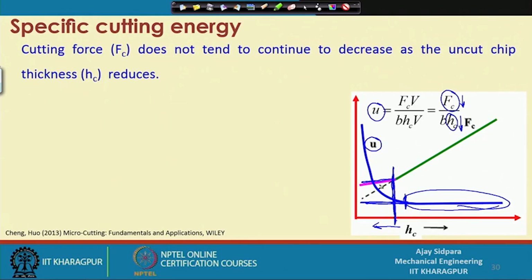So, now what is happening? Now, let us write that equation again here, u equal to Fc divided by B h_c, correct. So, now mostly we know that this is in a 1 micron size. So, let us consider 100 micron, and force is also in a 1 to 2 Newton range, depending on the material and your other process parameter settings.